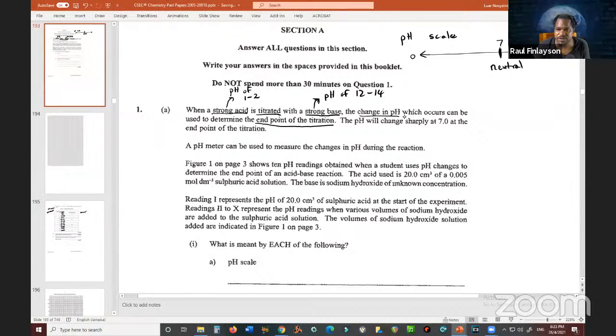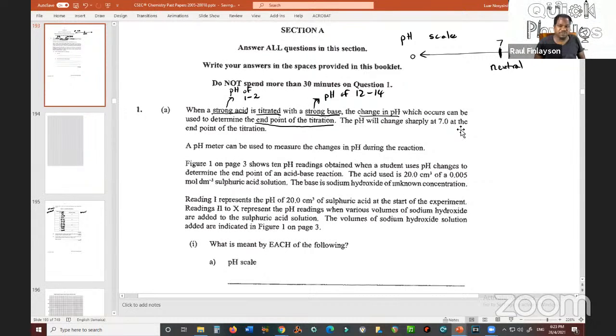Although when you look at the definition for endpoint, we have to take some other things into consideration. But when you're using the pH scale, the pH will change sharply at 7 at the endpoint. You see that now? So endpoint has something to do with the change in pH.